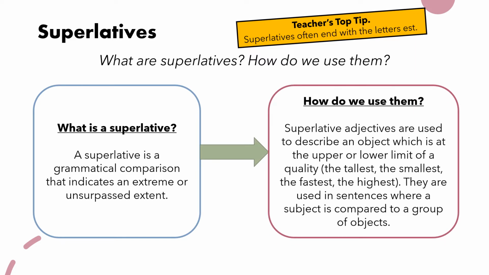How do we use these? Superlative adjectives are used to describe an object which is at the upper or lower limit of a quality, so for example the tallest or the smallest, the fattest or the highest. They are used in sentences where a subject is compared to a group of objects. If you're unsure about this, have a look at the teacher's top tip at the top of the slide. It says, superlatives often end with the letters EST. So if you have your writing assessment and you need to decide whether a word is a superlative or not, a little indicator would be if it ends in EST, chances are it's going to be a superlative.